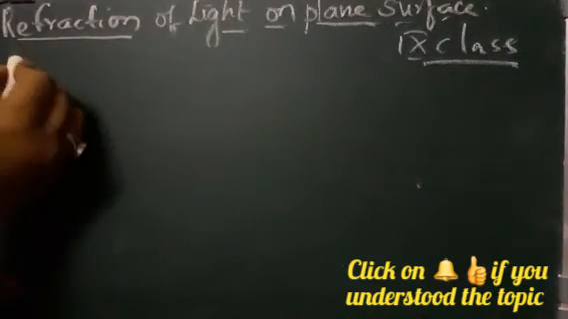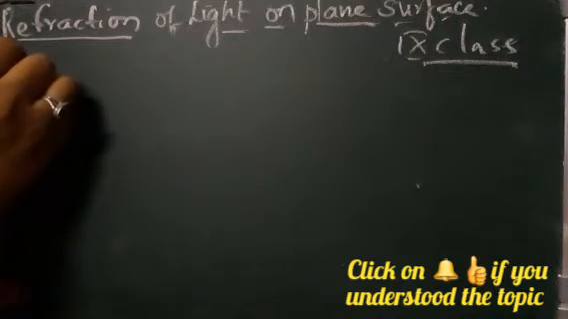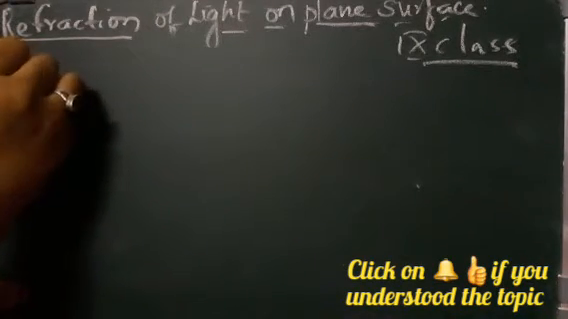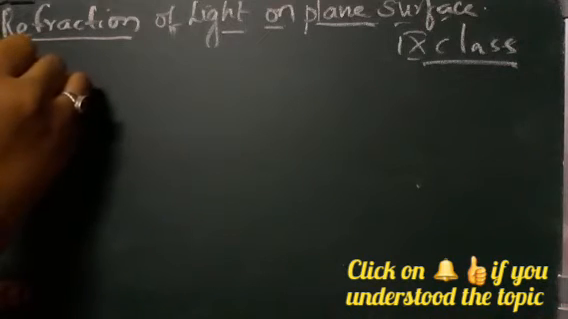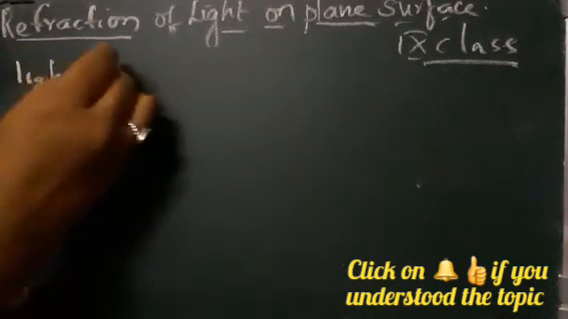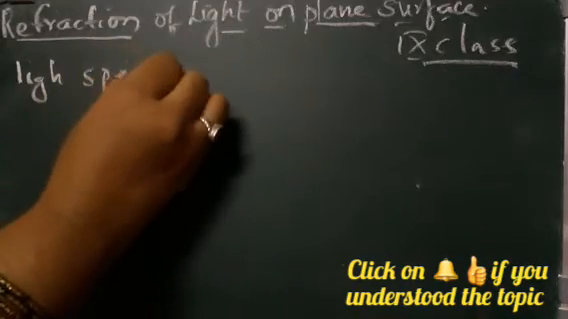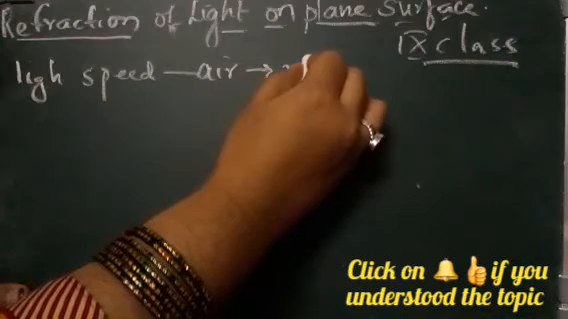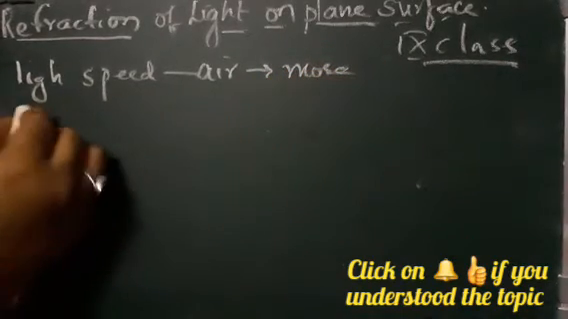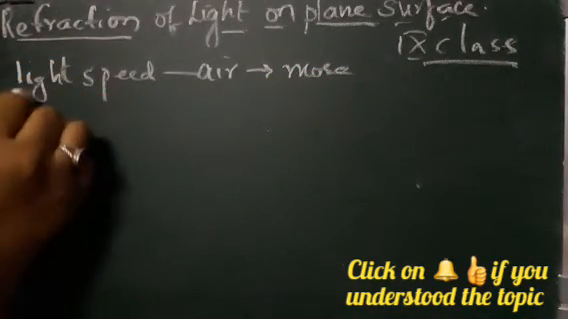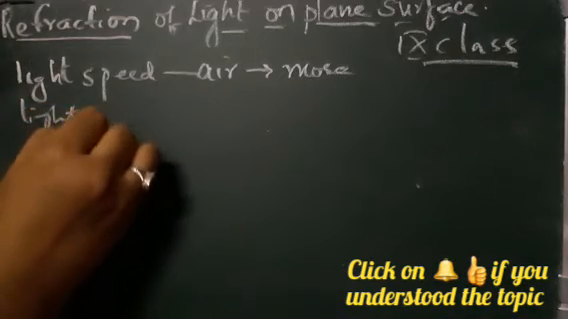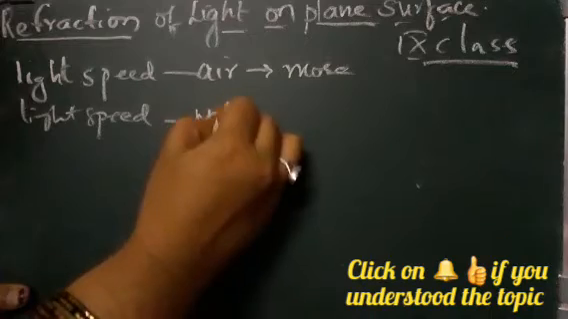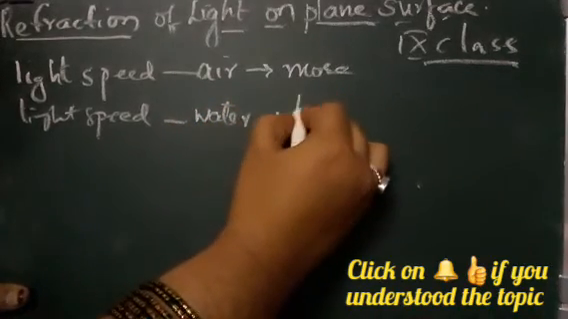Already discussed that the speed of light traveling in vacuum is more. If you say air, it is also high. And the speed of light traveling in a dense medium, that is water, you can see it is less.